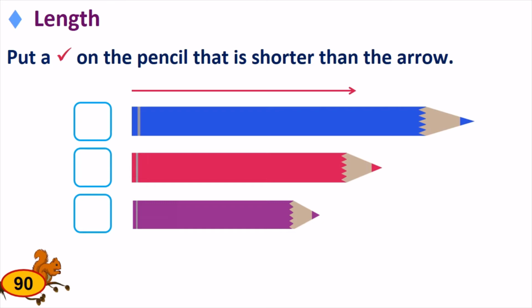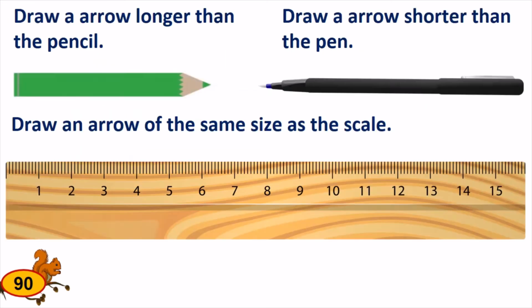Now there are three color pencils. One is blue, second is pink, and third is purple. Now which pencil is shorter than that arrow? Can anyone tell me? Yes, you can see and you can find out. So which color pencil is shorter than that arrow? Yes, the pencil which is in purple color. The purple color pencil is shorter than the arrow. So we will put a tick in the box given over there. Understood everyone? Yes.